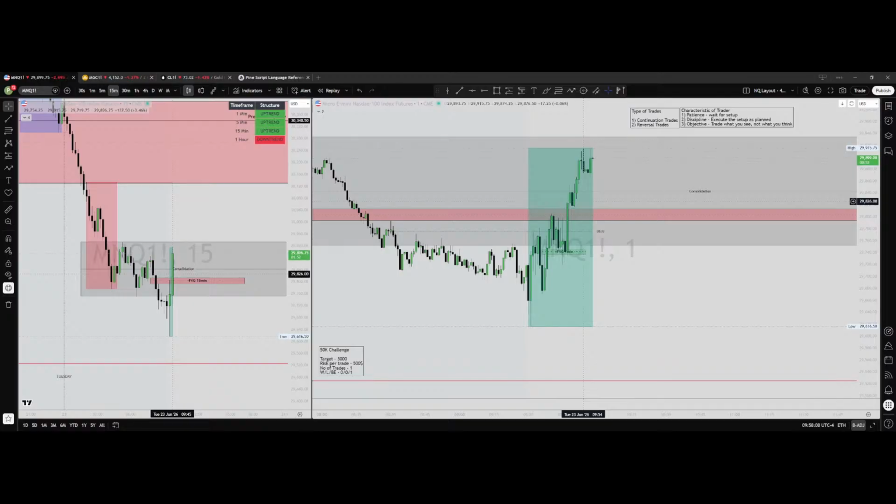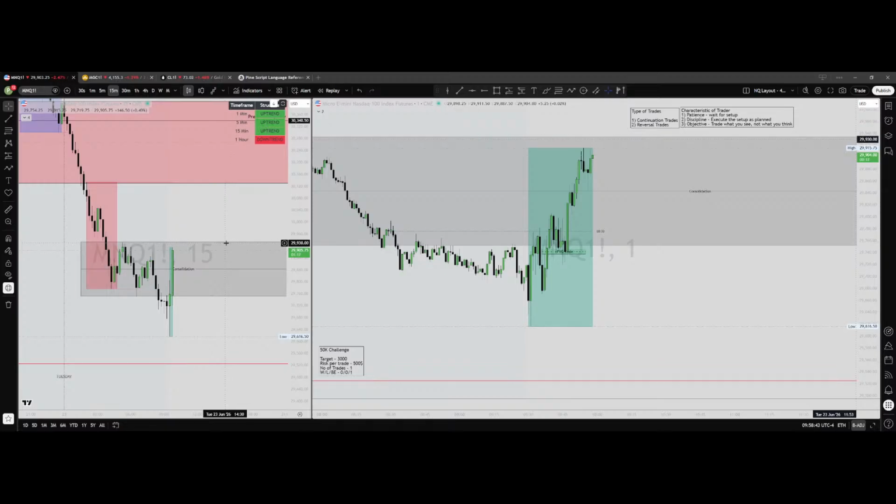This is what patience is like. See, the characteristic of a trader: patience. Wait for the setup. What we are waiting for is the level of interest. Level of interest, we had one, but we did not.